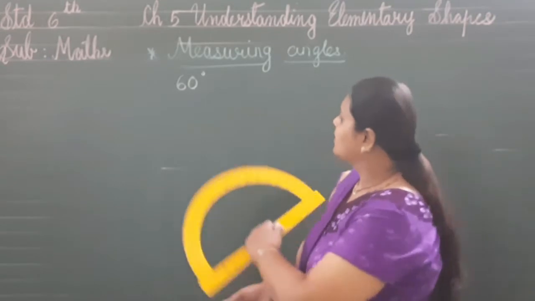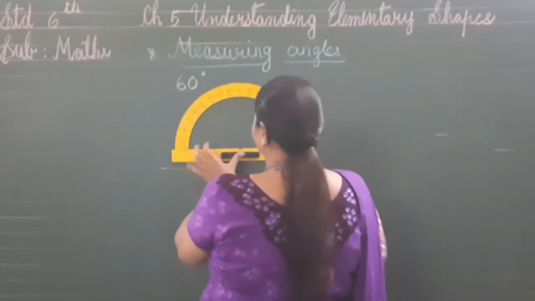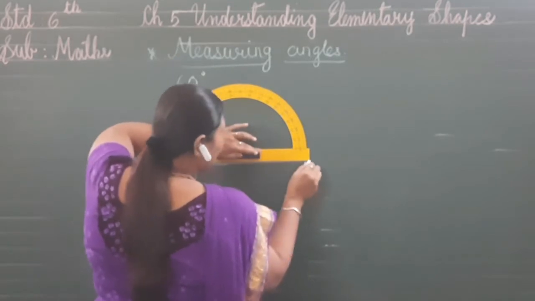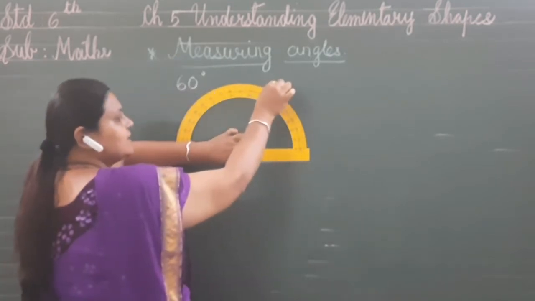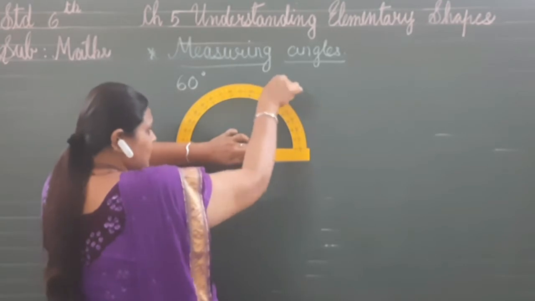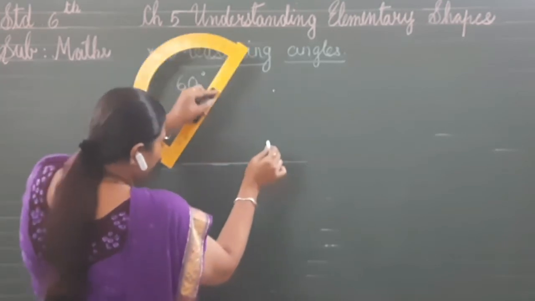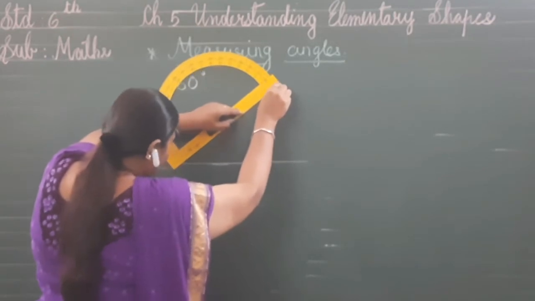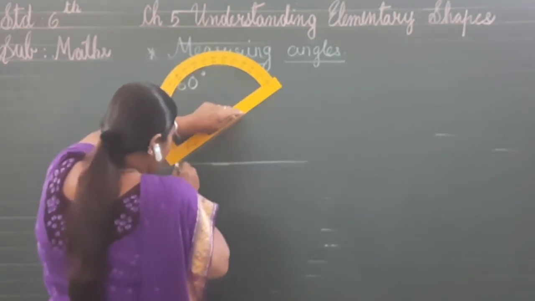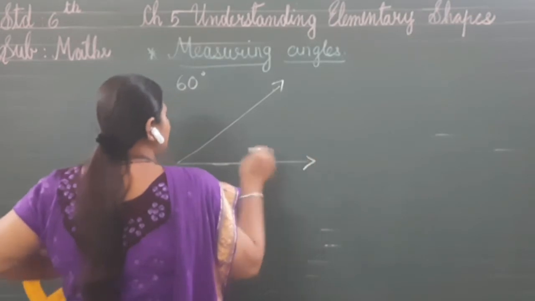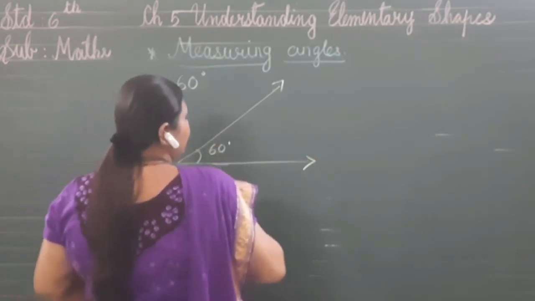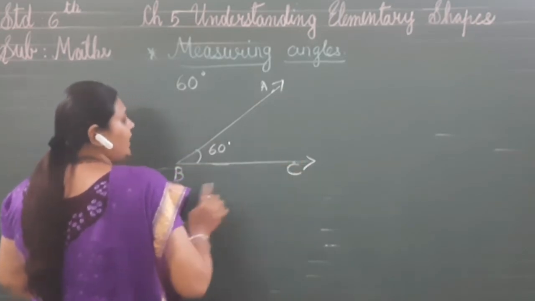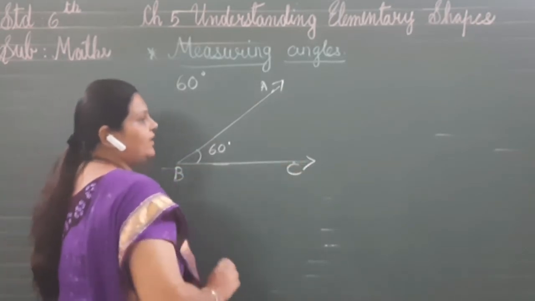So very first, we will draw one line. After that, we will mark out the point that lies at 60 degree. So here it is 60 degree. Now I will join the dot with this line. This is the measure of 60 degree. I can name it angle ABC. In this, B is the vertex.